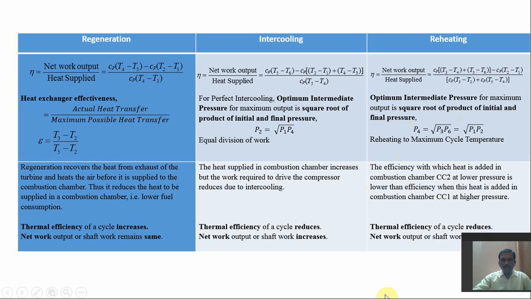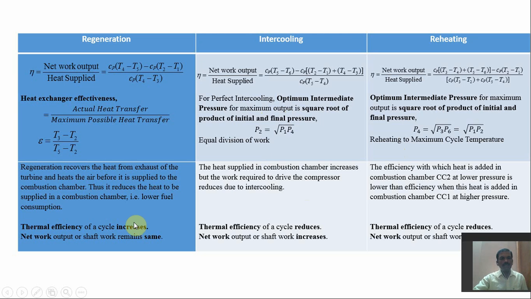Now, intermediate pressure, I told you: the square root of the product of low and high pressure is the intermediate pressure for maximum output. In the case of intercooling as well as reheating, you get the same formula. This is also termed perfect intercooling or equal division of work. This is termed optimum intermediate pressure or reheating to maximum cycle temperature. And for the explanation, you can go through what we have seen already along with the basic cycles.